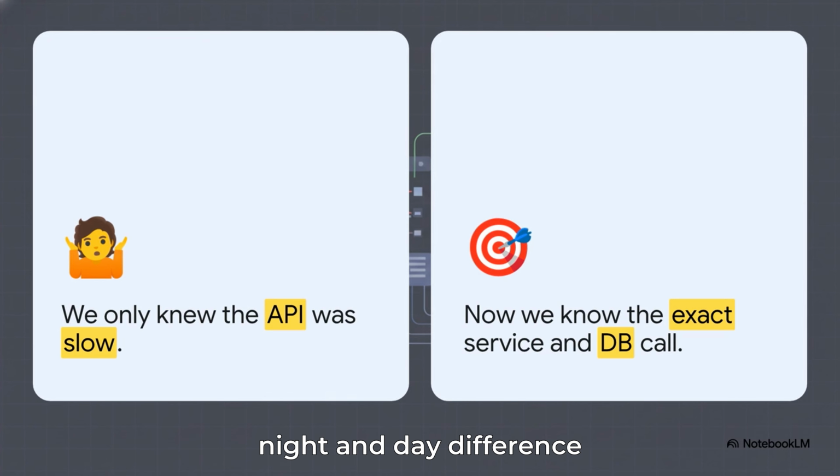Just look at the night and day difference this workflow makes. Where we started? Well, we just knew the API was slow. We had one frustrating 8-second log line and a very unhappy customer. But where we are now? We know exactly which service, the payment service, and exactly which database call caused the whole mess.